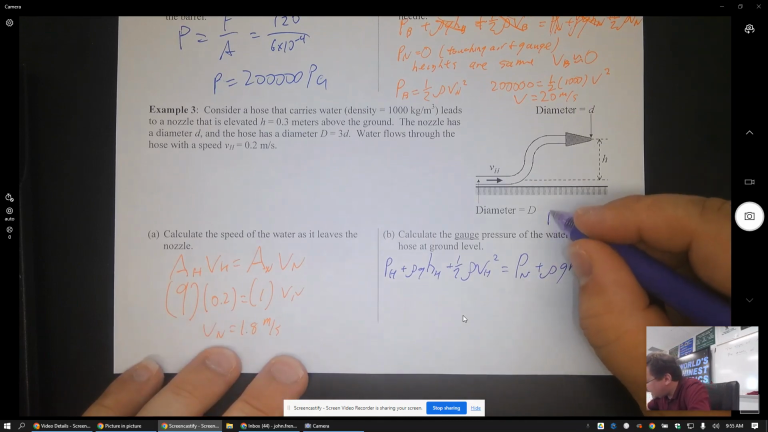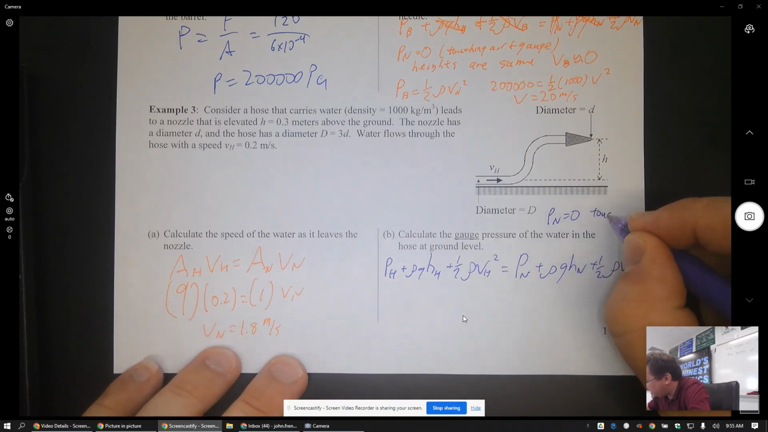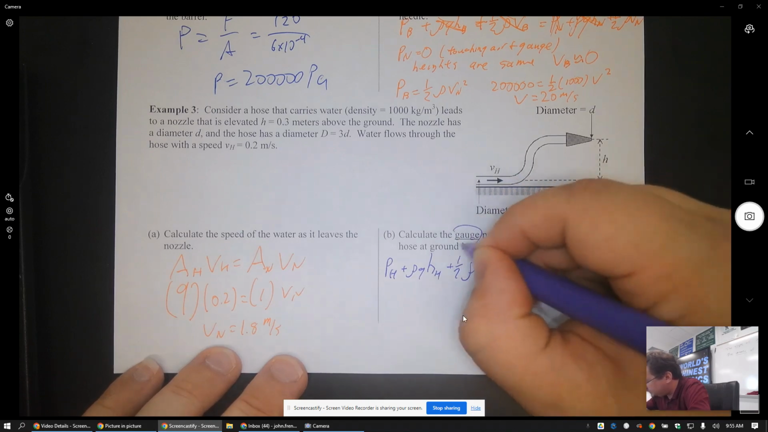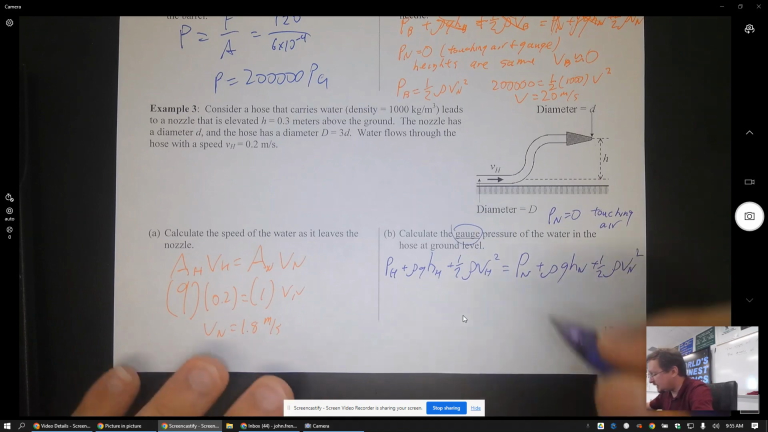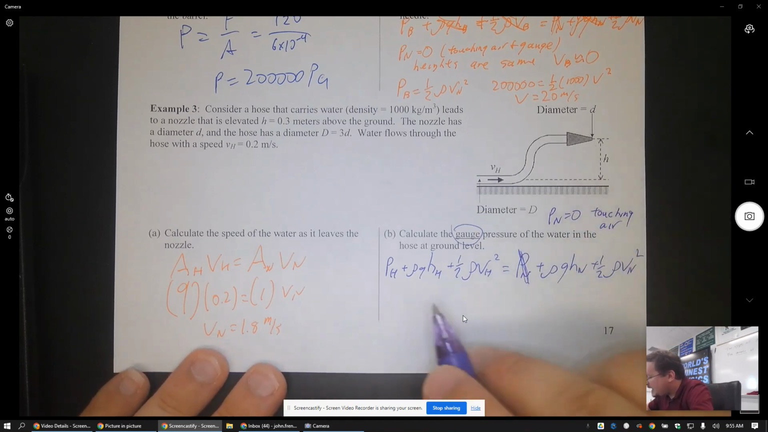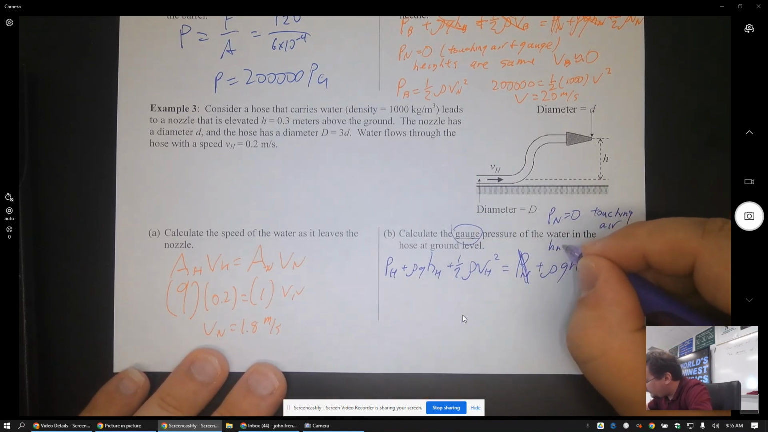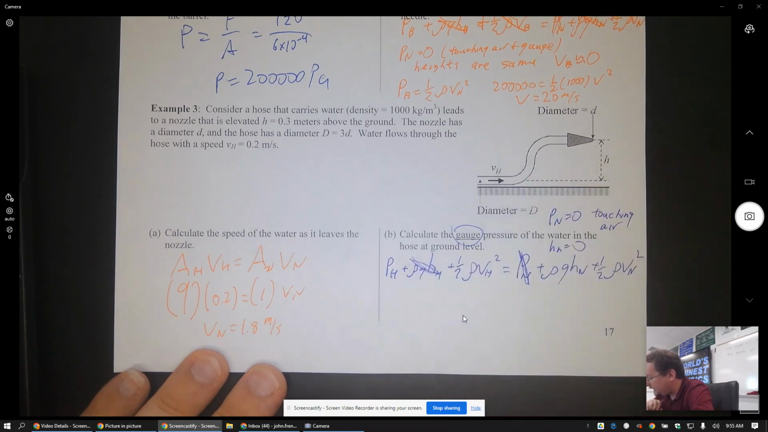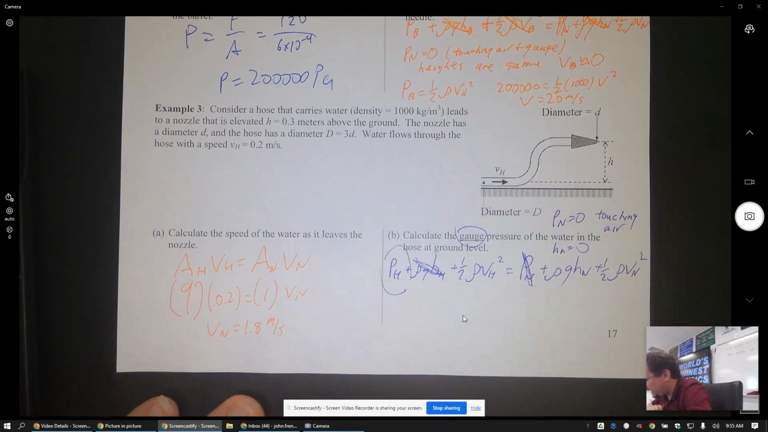The pressure at the nozzle is 0 because you're touching air, and we're using gauge pressure. So the air pressure in gauge pressure is 0, so let's cancel that out. The height of the hose is 0 because basically it's on the ground. And this is what I'm solving for right there. So let's have a look.